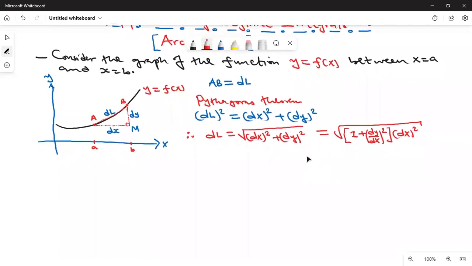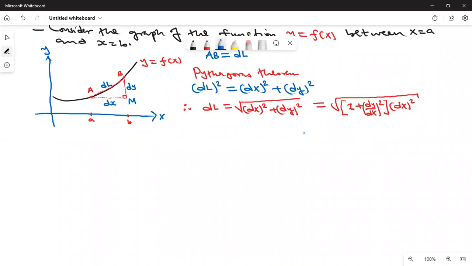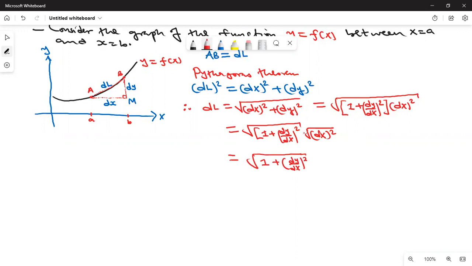And so that can as well be written as the square root of 1 plus dy over dx, squared, times the square root of dx squared, which you can as well write as the square root of 1 plus dy over dx, squared, closing bracket, times dx. Dx is now outside the square root.